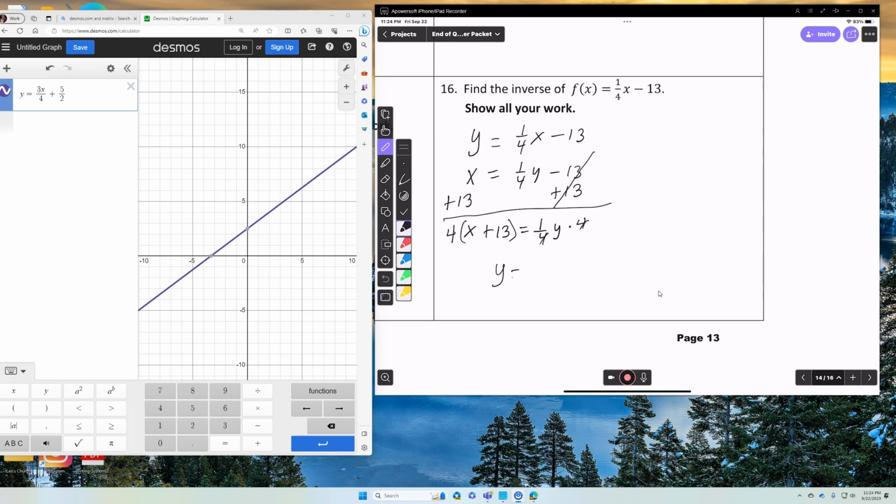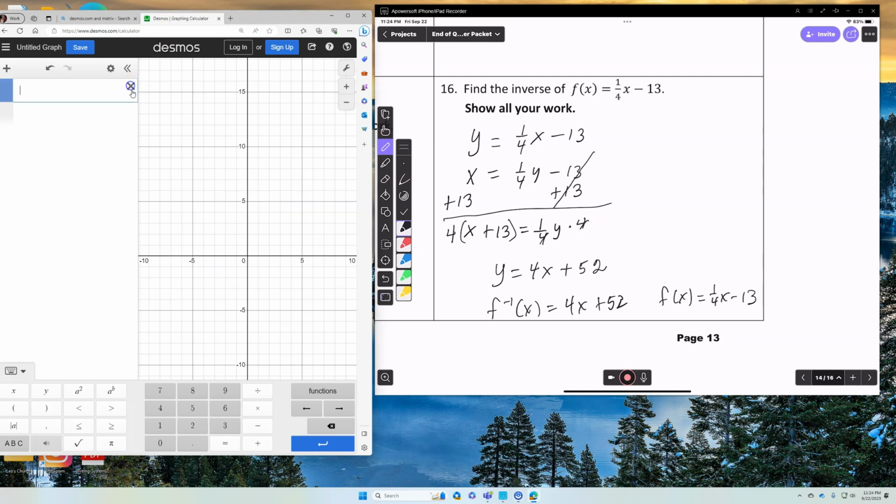So you have y equals 4x plus the product of 13 and 4. It's 52. So the inverse is 4x plus 52. And the function is 1/4 x minus 13. Now, if you want to check if they're both inverse, you just have to look at the table. So I have y equals 4x plus 52, and I have y equals 1/4 x minus 13.